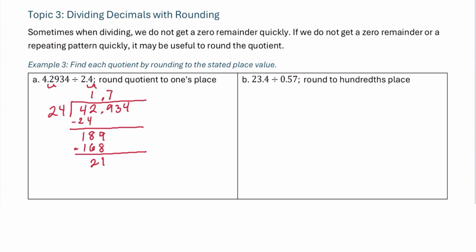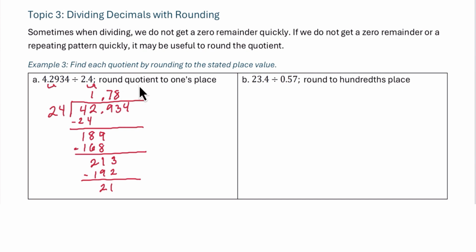Bring down the 3. 24 will go into 213 8 times. 8 times 24 is 192. Subtract, and we get 21. And we can stop right here.